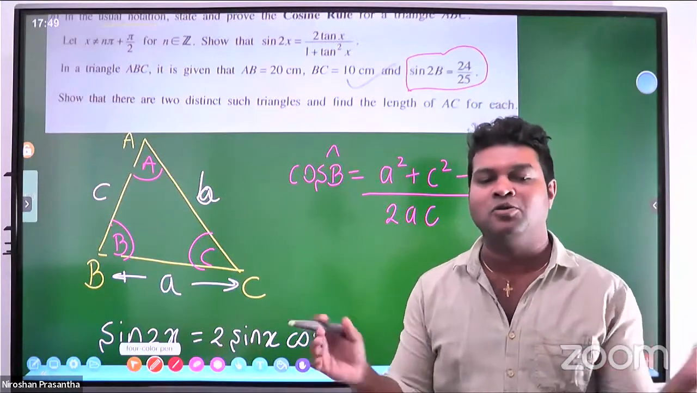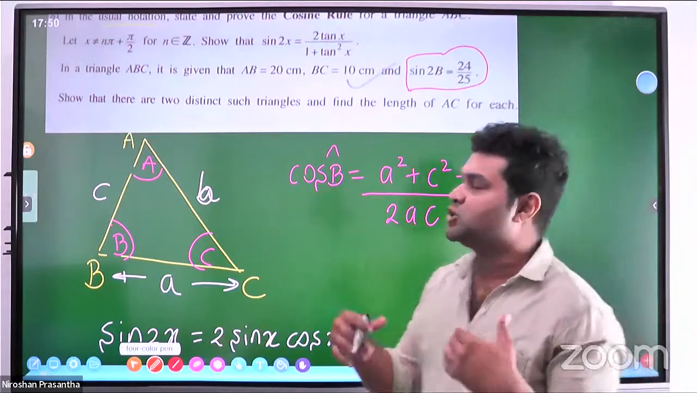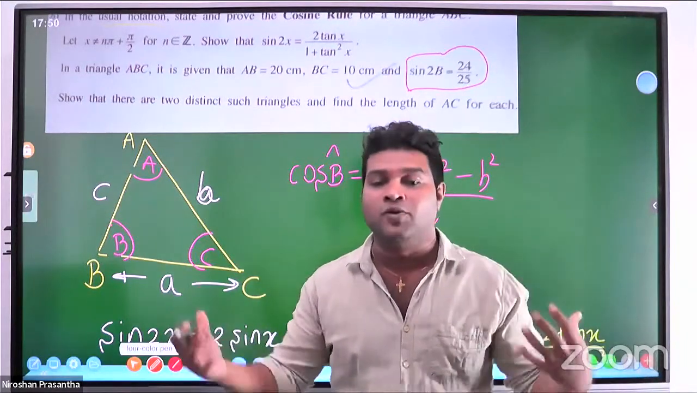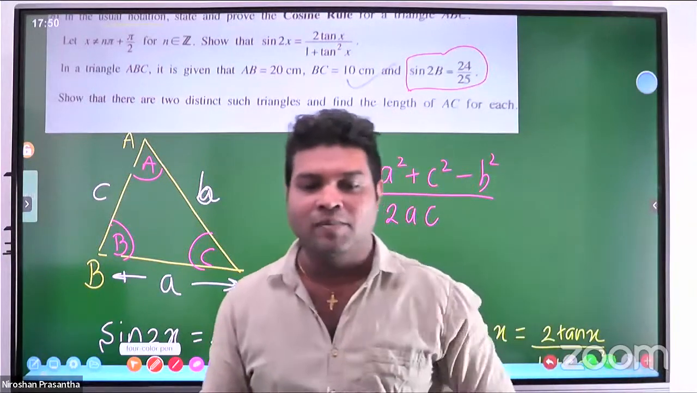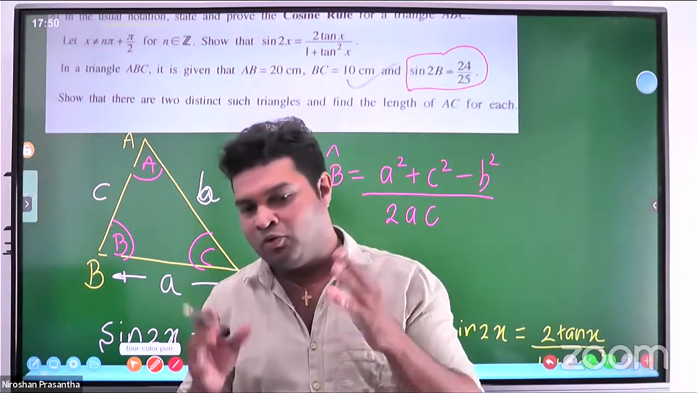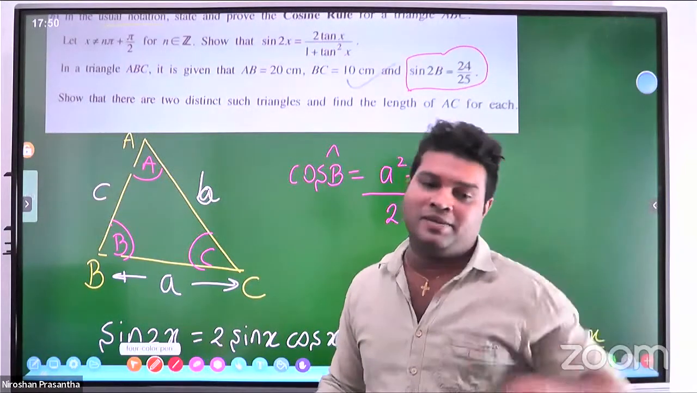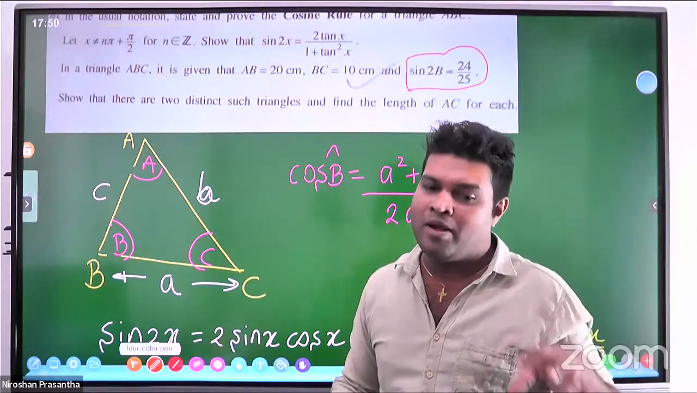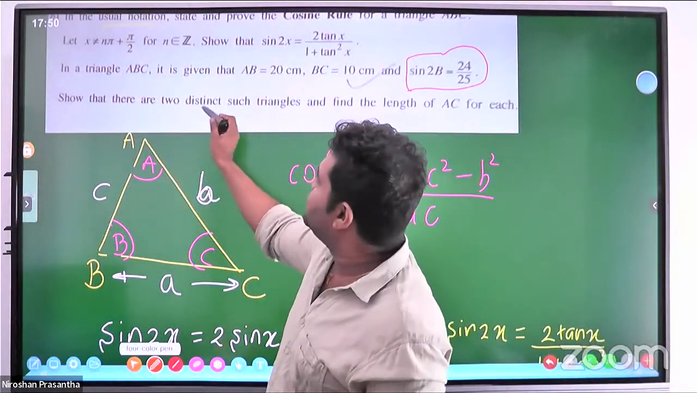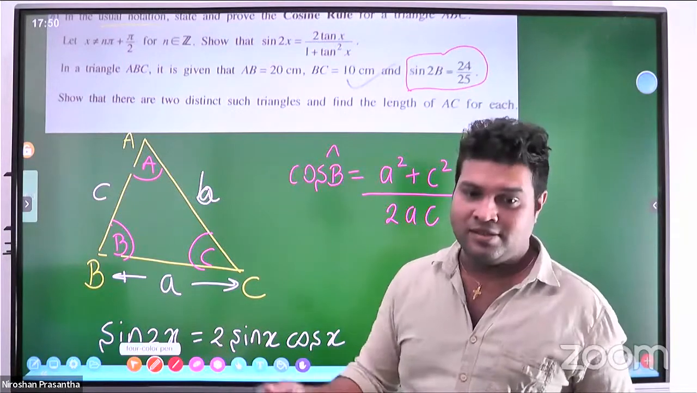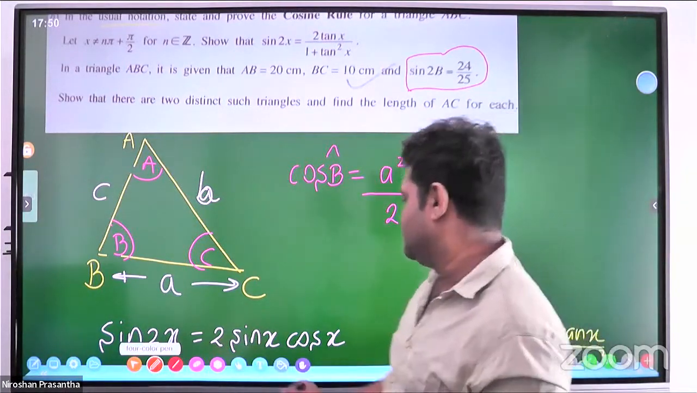Otherwise, we cannot have 2 triangles. If there are 2 triangles or 3 triangles, then if you want to show that there are 3 triangles, how should we prove it? Definitely there should be 3 angles for B. But this time for the 2 triangles, there should be two values for B. That's the approach, because it is given. We have to show that there are two distinct such triangles. Distinct means different triangles. Now, how to prove it?